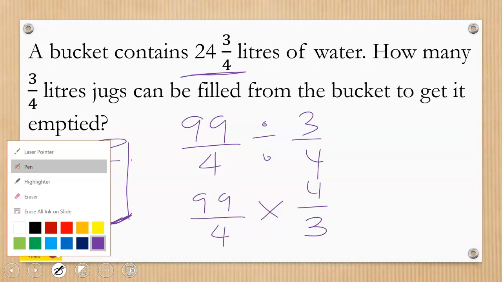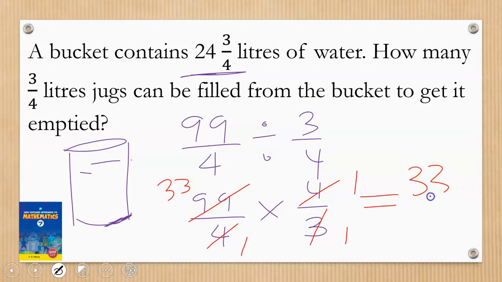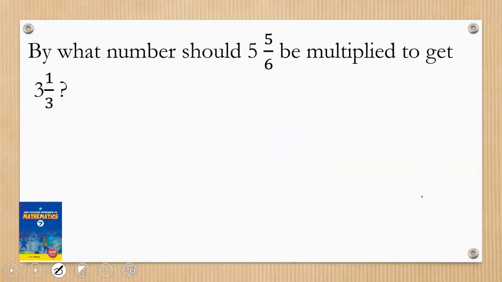All right, so we can do simple cancellation here. 4 can divide itself as 1, 4 can divide here as 1, 3 can divide itself as 1, and 3 can divide here as 33. So we have 33/1, which is the same as 33. That means we can empty the bigger bucket little by little up to 33 times with a 3/4 jar to make the water entirely empty from the bucket. Okay, now let's take another example and see.